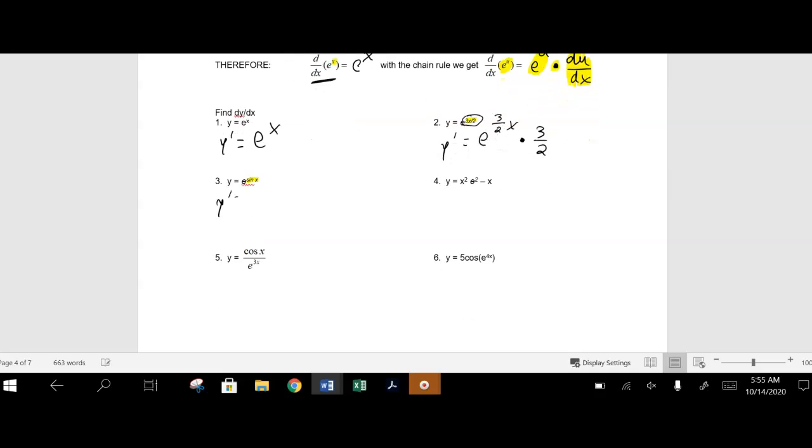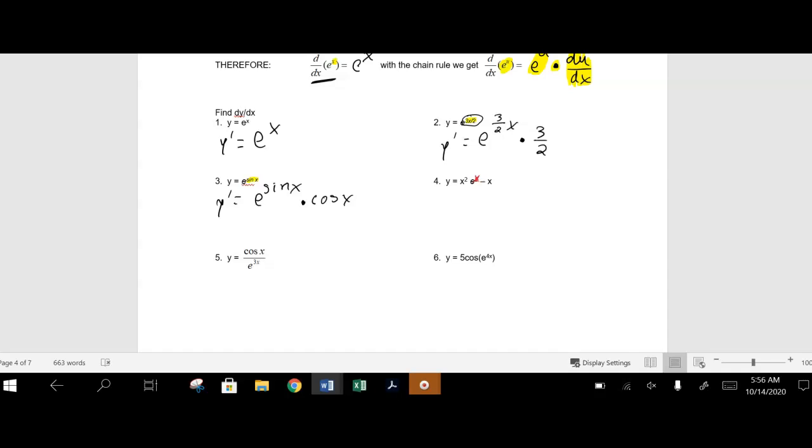Number 3, e to the sine of x reproduces itself when we take our derivative, so you basically rewrite the original problem. And then the chain rule is telling us now we have to do times the derivative of the exponent. The exponent is the function sine of x. Its derivative would be cosine of x. Number 3, there was a little typo here. I wanted this to be an x, so if you can change your 2 to an x, that's how we're going to approach it.